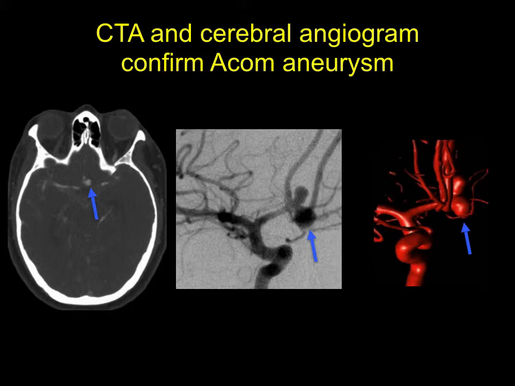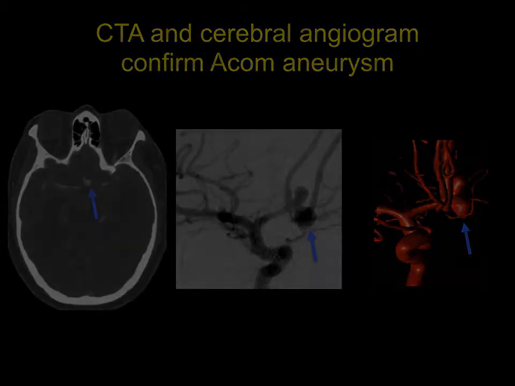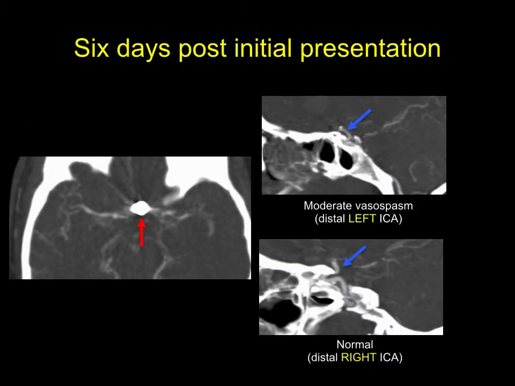In order to further confirm this, a conventional cerebral angiogram was performed, and it confirmed the CT findings. This is shown in the middle image. The image on the right is a 3D reconstruction of the aneurysm that was used to plan the coiling of the aneurysm. The aneurysm was successfully coiled, however, serial ultrasound studies raised concern for vasospasm involving the left internal carotid artery and left middle cerebral artery. Clinically, the patient was experiencing a decreased level of consciousness, and a repeat CT study was performed 6 days following their initial presentation to hospital.